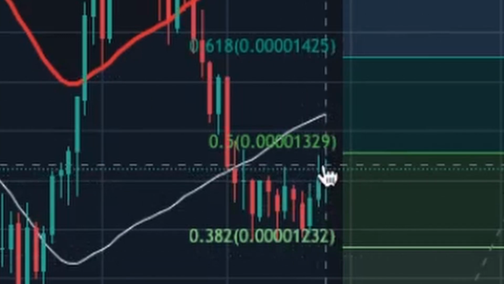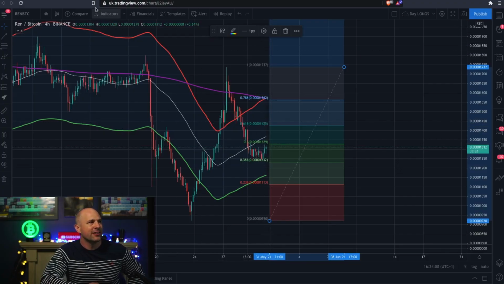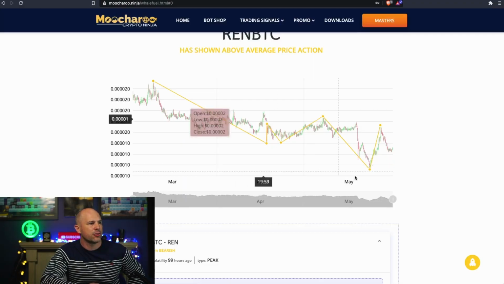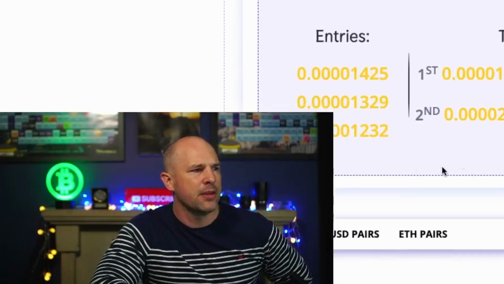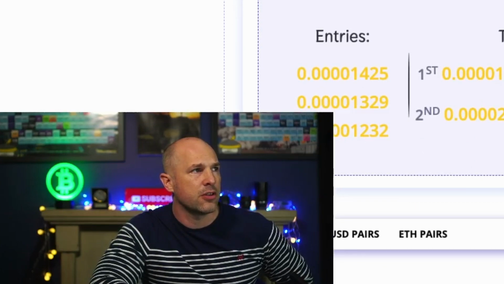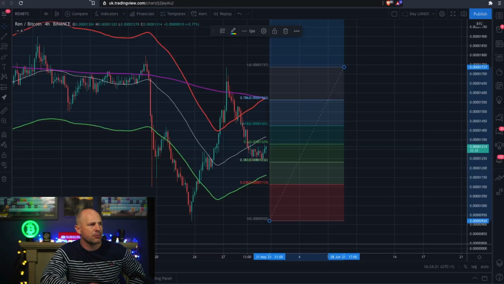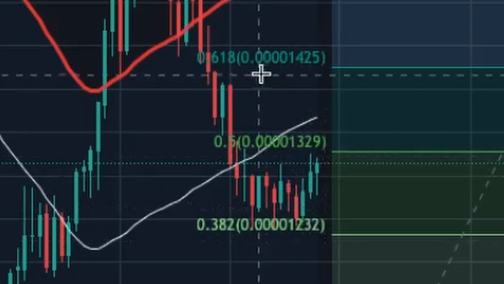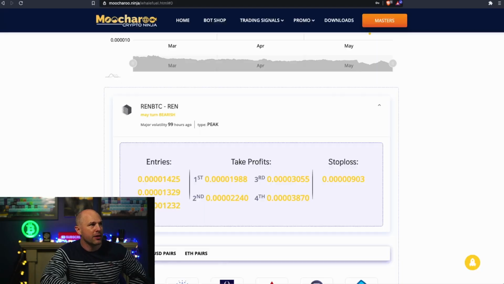So 12.32, 13.29, 14.25. Let's just see if the site here on Moocharoo Ninja has worked it out about the same. So we got 14.25, 13.29, 12.32. So pretty much the exact same numbers. 12.32, 13.29, and 14.25. I think we are pretty much absolutely bang on.